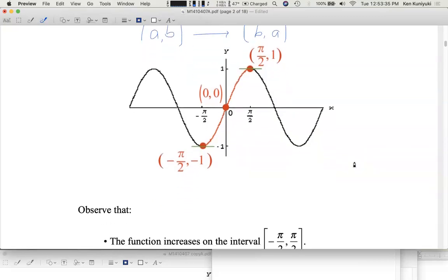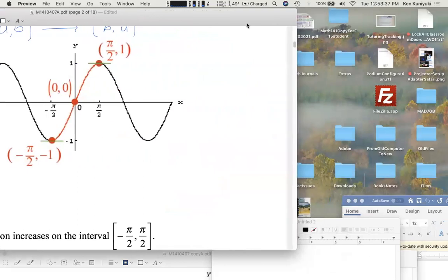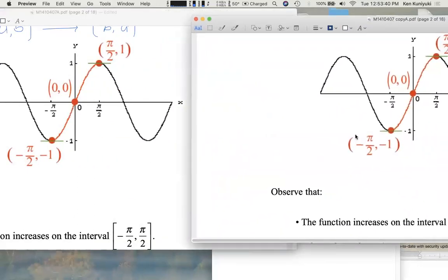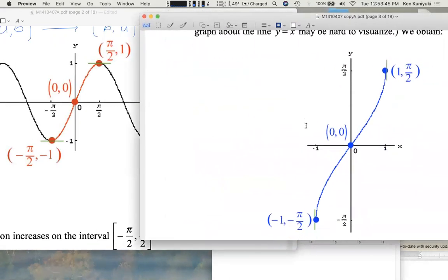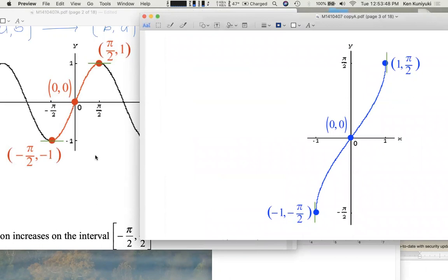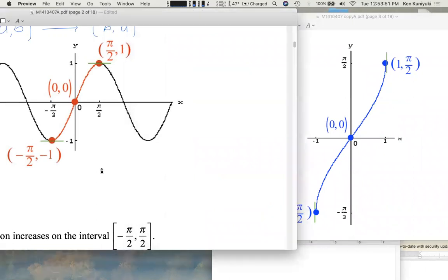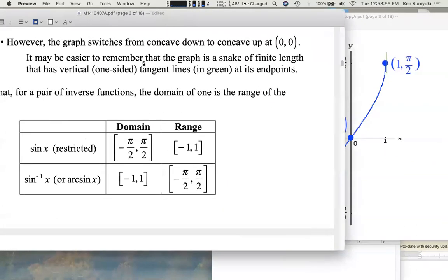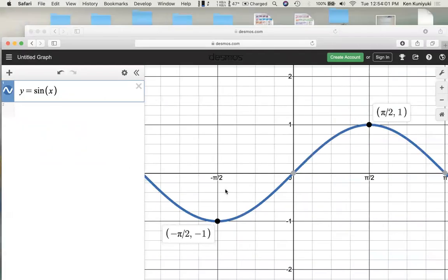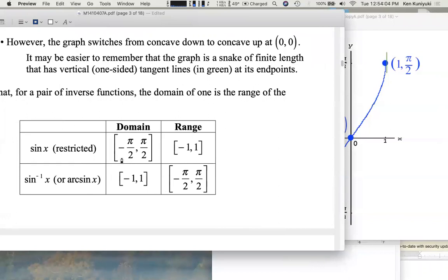So based on this red graph here, how do we invert this red graph to get the blue inverse graph? I'll take a copy of my notes here. And here we go. Again, we switch the domain and the range. Let's look at this grid. The restricted domain for sine of x, we just determined that on Desmos. The restricted domain, the x-coordinates go from negative pi over 2 to pi over 2. The domain for the restricted sine function becomes the range for the new inverse sine function.